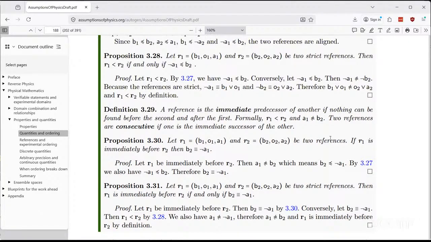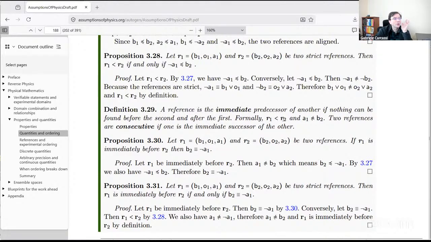References are consecutive if one is the immediate successor of the other. That makes sense. But we defined immediate predecessor. Are we also taking here that R1 being the immediate predecessor implies that R2 is the immediate successor? Well, we don't know at this point what's before. We know that R2 is going to be the immediate successor of R1, but we don't know whether you always have these immediate predecessors and immediate successors.